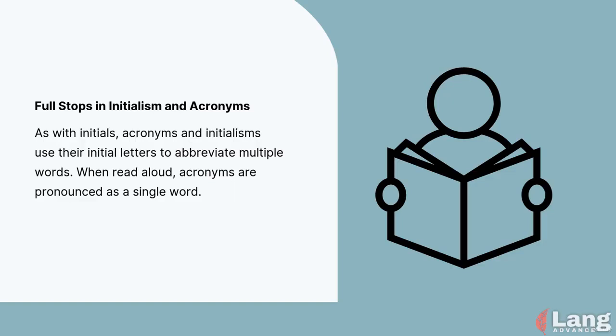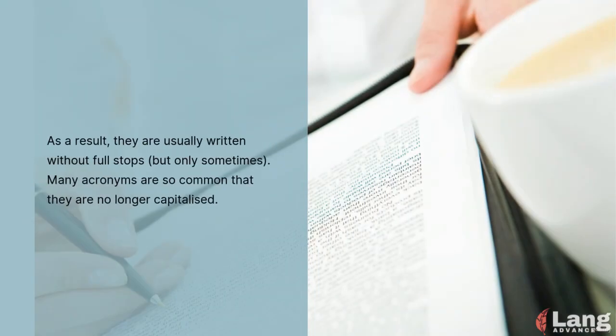Full stops in initialism and acronyms. As with initials, acronyms and initialisms use their initial letters to abbreviate multiple words. When read aloud, acronyms are pronounced as a single word. As a result, they are usually written without full stops, but only sometimes.